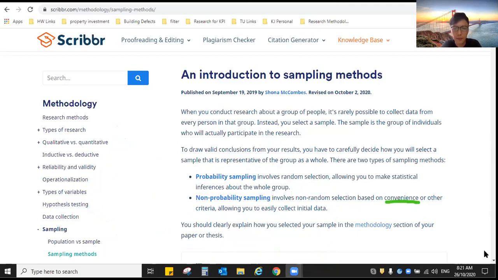Remember these words: convenient. Non-probability is based on convenience. I want to be convenient, I choose the convenient people. That is called non-probability because I didn't give fair selections anymore. I didn't select fairly. I based it on convenience. So non-probability is based on convenience. Remember these two.